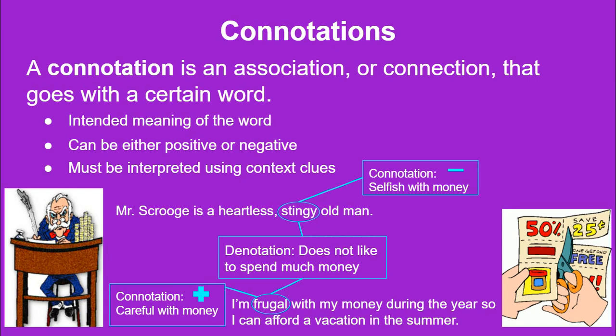Now, in the second sentence, I'm frugal with my money so I can afford a vacation in the summer. There's nothing negative or bad that's implied there. You're frugal because you want to do something nice later. That doesn't mean you're being selfish. It just means you're being smart. So that would be positive. So there's an example of two different words that have the same dictionary definition, the same denotation, but the connotations are different.